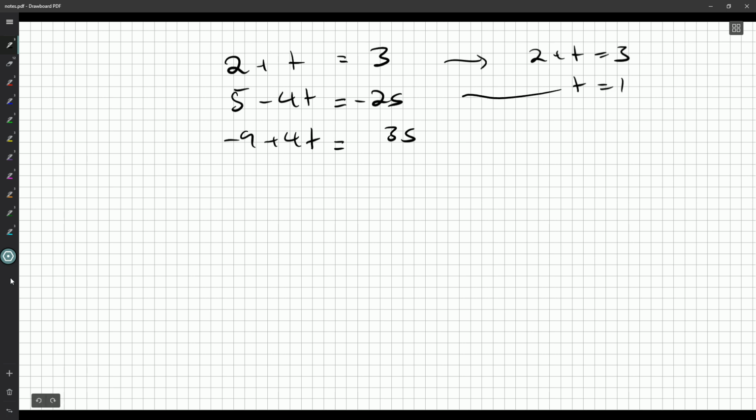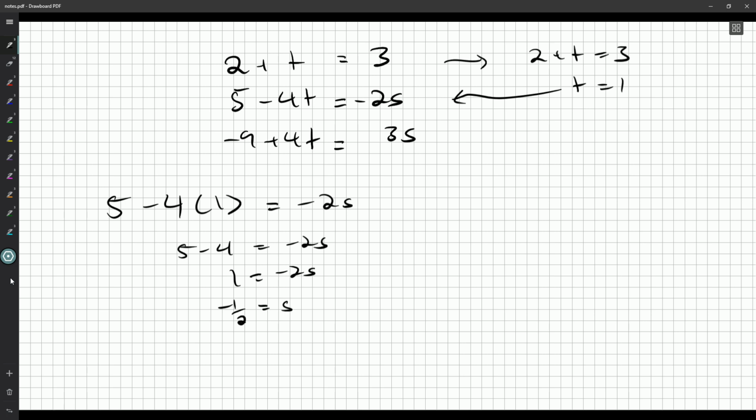So now we could take that and put that into one of the other equations. Maybe 5 minus 4t becomes 5 minus 4 is negative 2s. So 5 minus 4 is 1, so that's going to be 1 is negative 2s. Divide by negative 2, you'll get negative a half for the value of s. Okay. Now, that doesn't guarantee that we've got a point of intersection, so plug in.